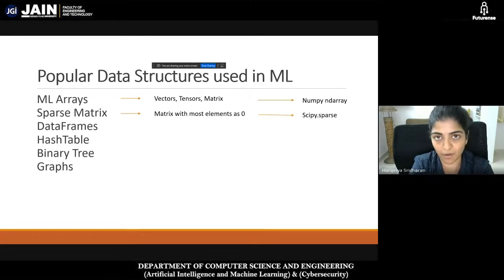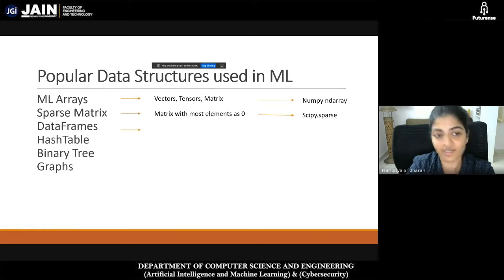Scipy is a very popular library for data structures in Python that is used in machine learning. There is a library called scipy.sparse that is mainly used for sparsing a given matrix, which will determine whether it's sparse and will also remove those elements. We'll get into the details very quickly.